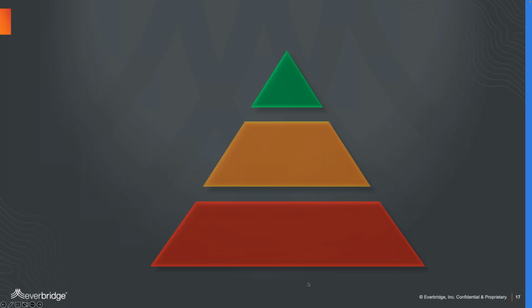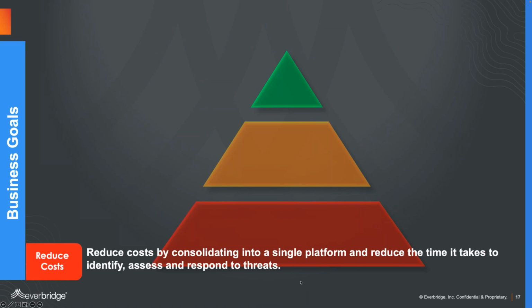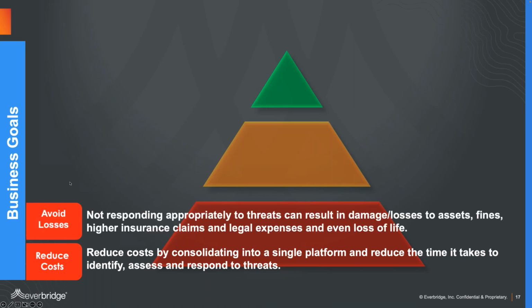So there are some different examples of what those things look like. So if I start to identify my business goals in aligning to this value pyramid, I could say again, that first one is reducing the costs, right? Reduce costs by consolidating into a single platform, right? Breaking down data silos, coming together in a single platform so that we're all operating off the same thing. We can avoid our losses, right? We're not going to respond, or if we do, we're not responding appropriately to threats that can result in damage or losses, fines, high insurance, legal expenses, all those different components, right?